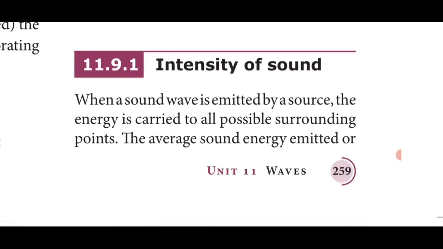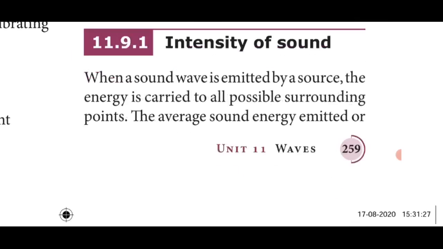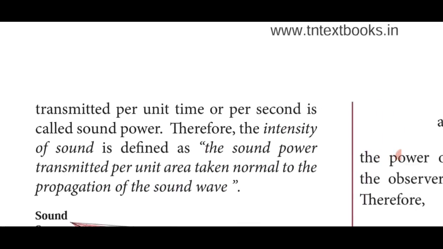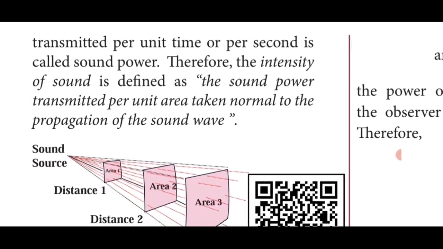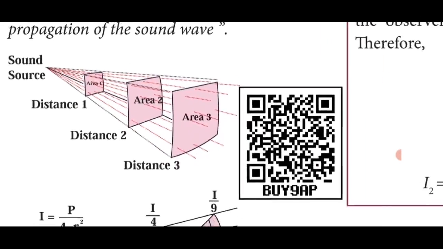When a sound wave is emitted by a source, the energy is carried to all the possible surrounding points. The average sound energy transmitted per unit time, or per second, is called the sound power. Intensity is how much sound power is transmitted per unit area, taken normal to the propagation of the sound wave. Here it is clearly given in the diagram.